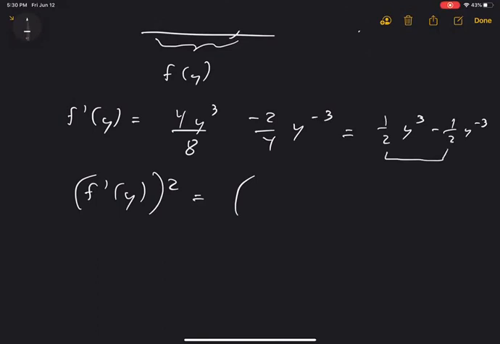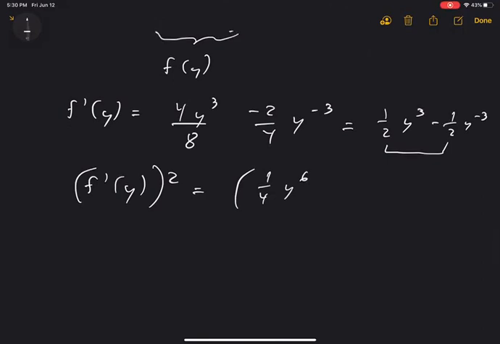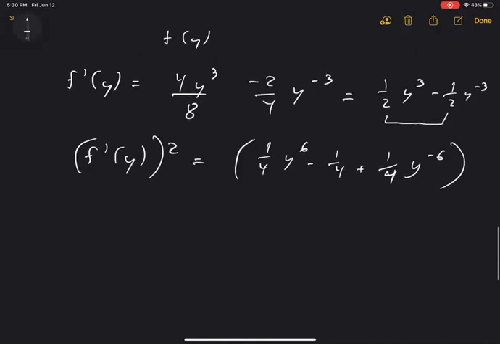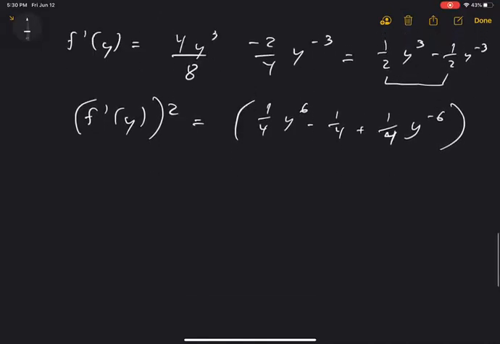So follow along on your own. I'll do some mental math here. That should be 1/4 y to the 6th. Hope I don't mess this up. Minus 1/4 plus 1/4 y to the negative 6. Okay. And now let's plug this into our formula and see what happens.